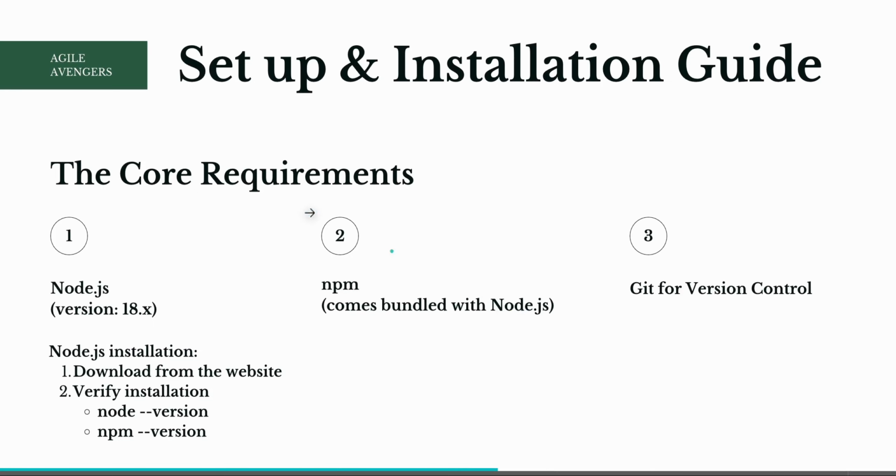So let us take a look at the core requirements. The first requirement is Node.js with the recommended version of 18.x. If you don't have it, then you can download it from the website and install it, and verify the installation by running node --version and npm --version. Next, we have npm, which comes bundled with Node.js, and we're using Git for version control.